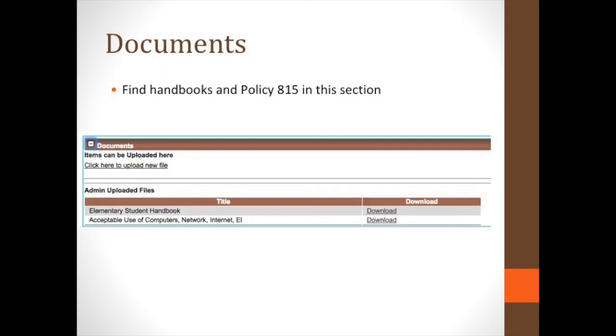Under the Documents section of the screen, you can download the handbooks for elementary, middle, and high school levels, as well as Policy 815. Handbooks are listed here for easy reference. Please note that you will only see handbooks for the levels related to your child's grade. For example, a parent of an elementary school child or children will only see the elementary student handbook displayed.